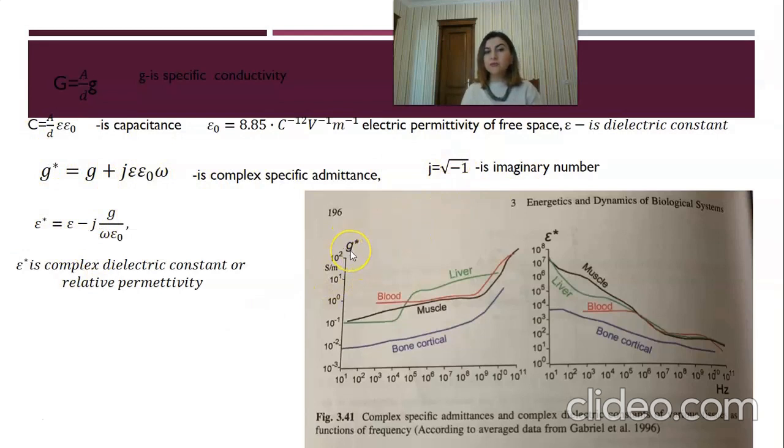On the picture, the dependency of each quantity, like complex specific admittance and complex dielectric constant, on frequency is depicted. But as you notice, if you pay attention, these two graphs contradict each other, which is given for different cells, for different tissues. Because the complex admittance increases with frequency, but in contrast to the previous one, the dielectric constant decreases. And this behavior, this passive property, is crucial for transplantation of the internal organs.